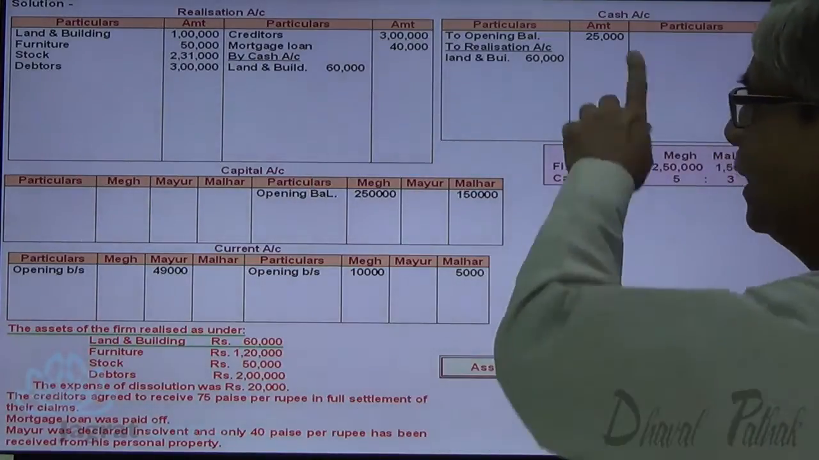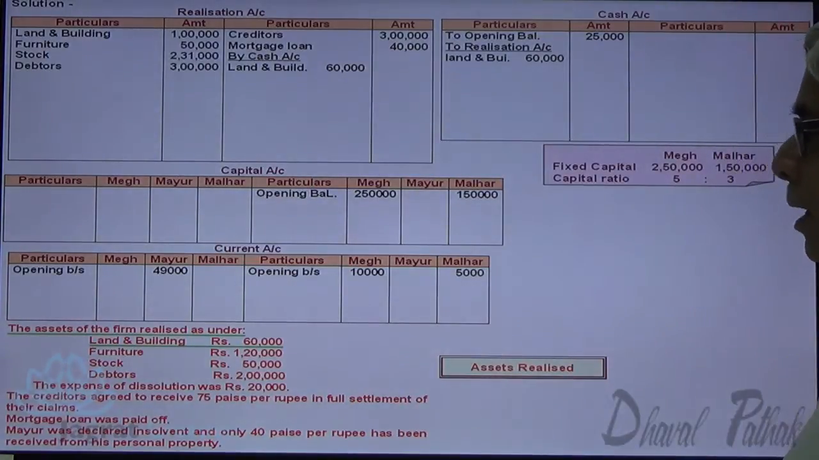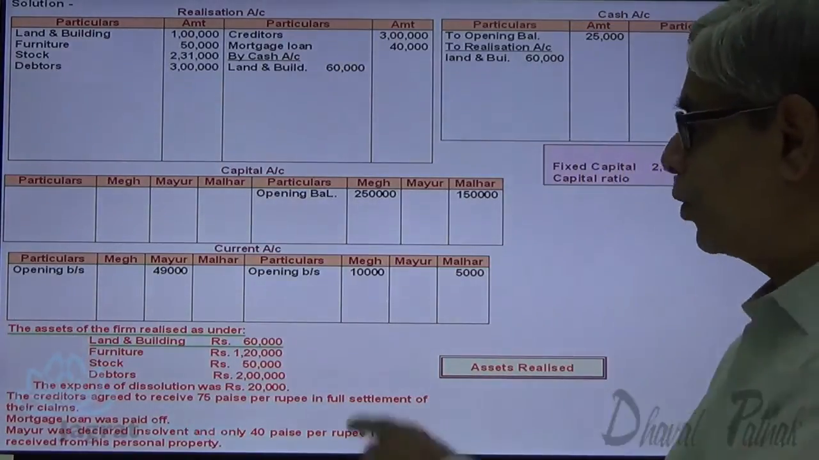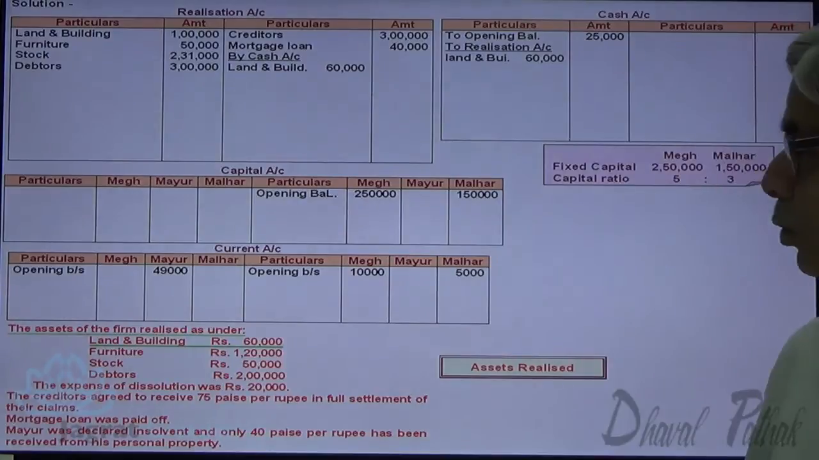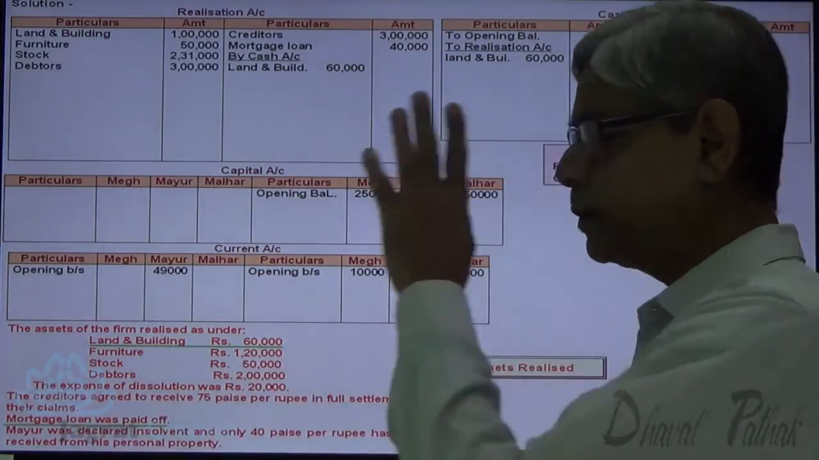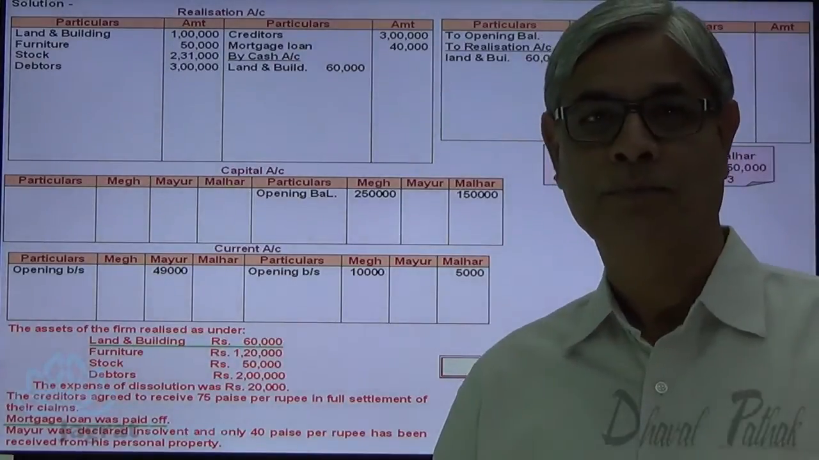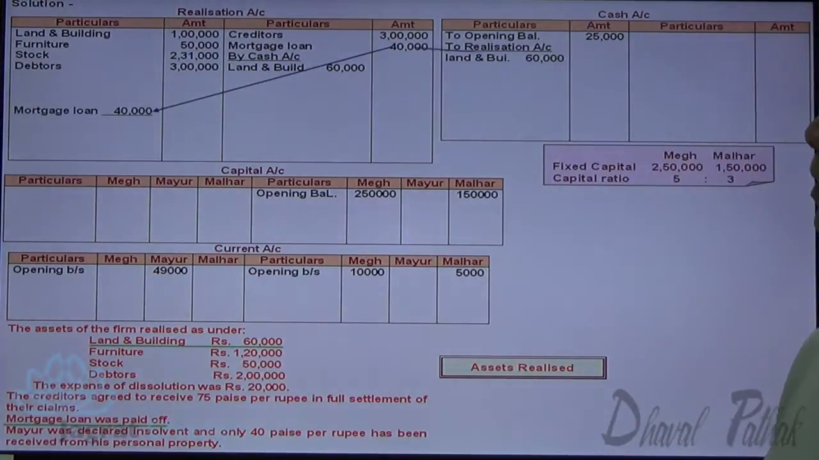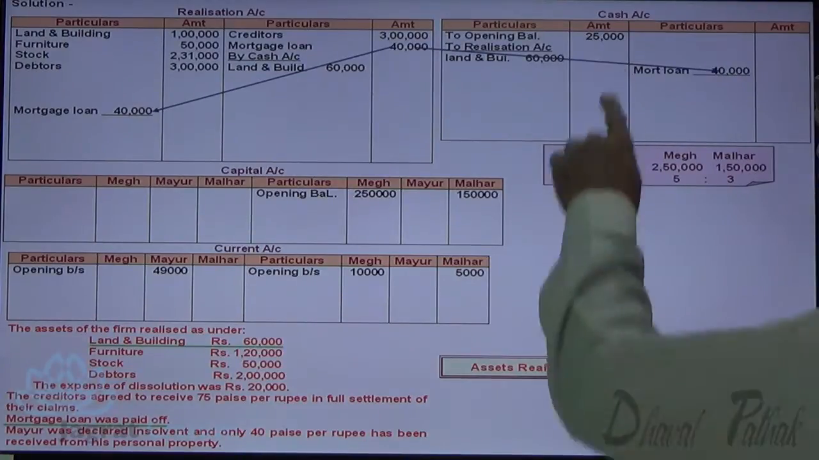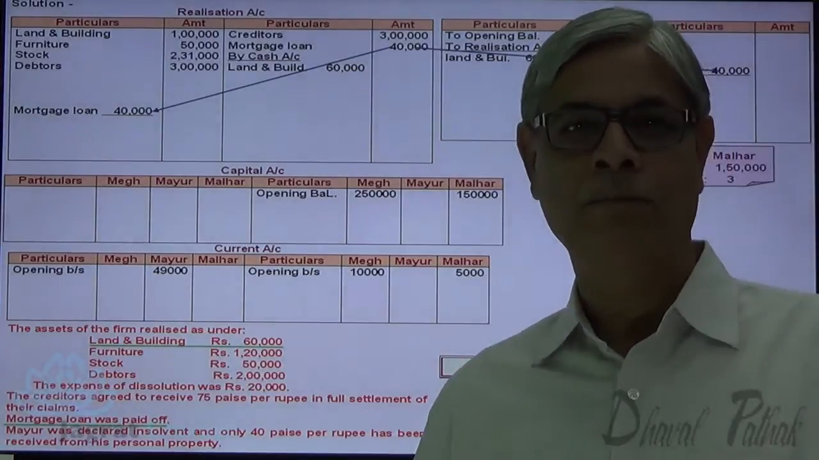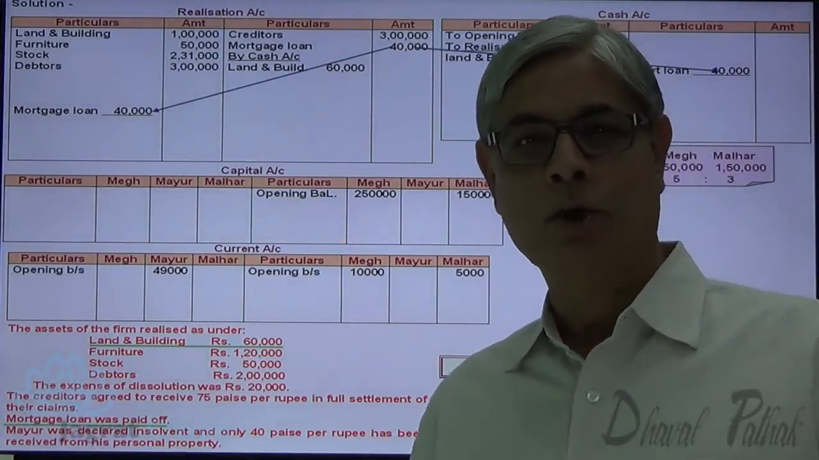Now land and building realized 60,000. This land and building is mortgaged. So from these proceeds, you have to pay the loan. So mortgage loan was paid off. Okay, when the loan is paid off, realization account debit to cash account credit. So from 60,000, 40,000 loan could be paid. Balance is available with the firm to account for dissolution of a partnership firm.